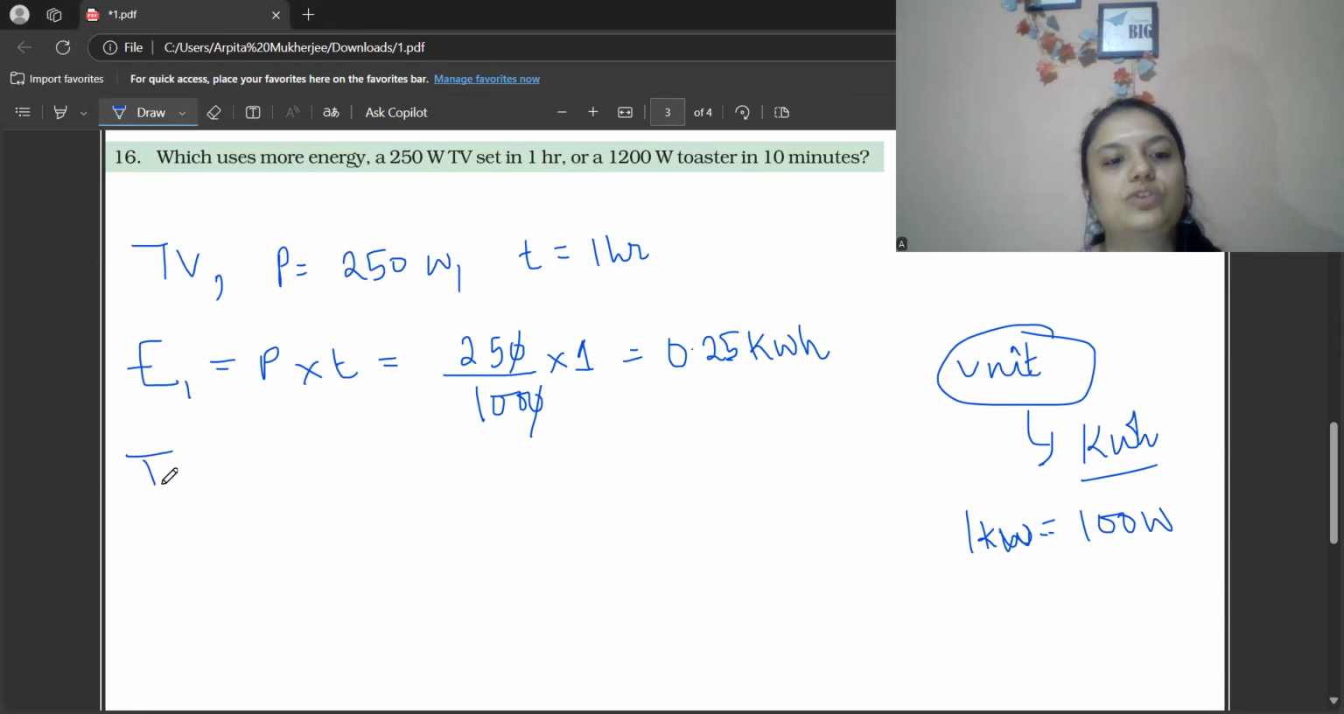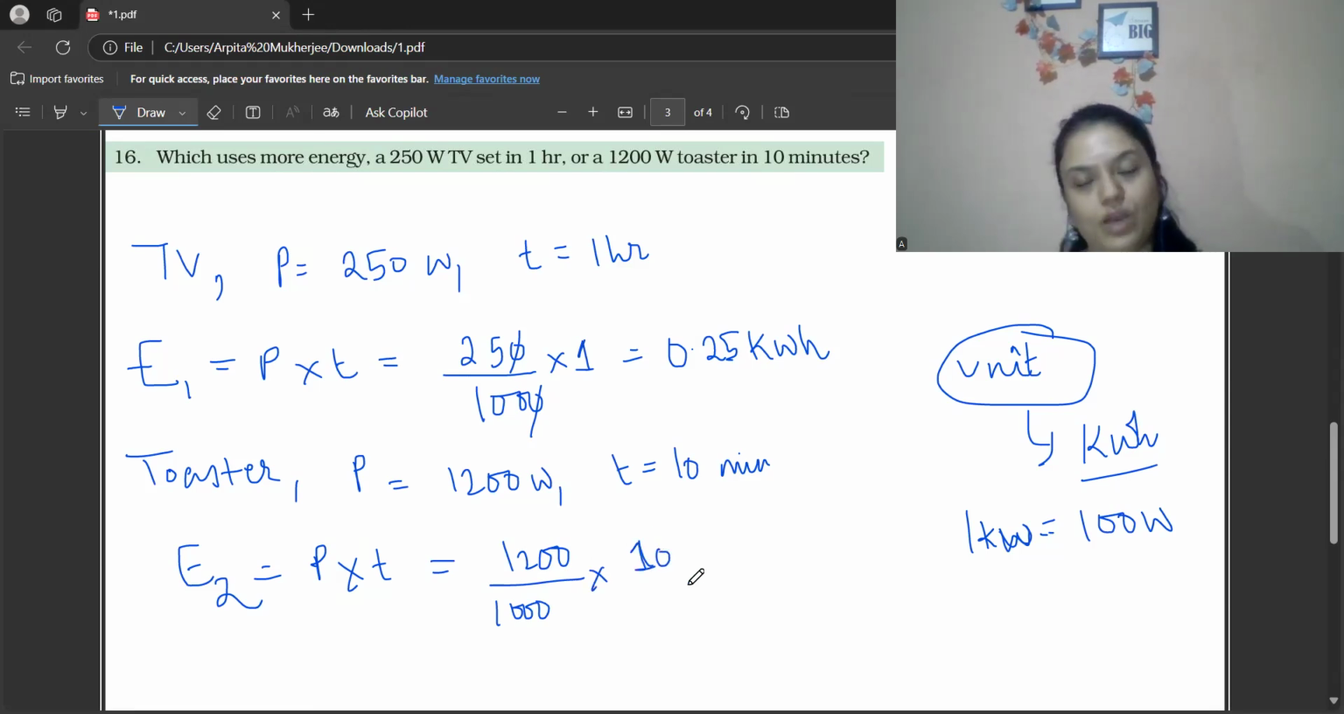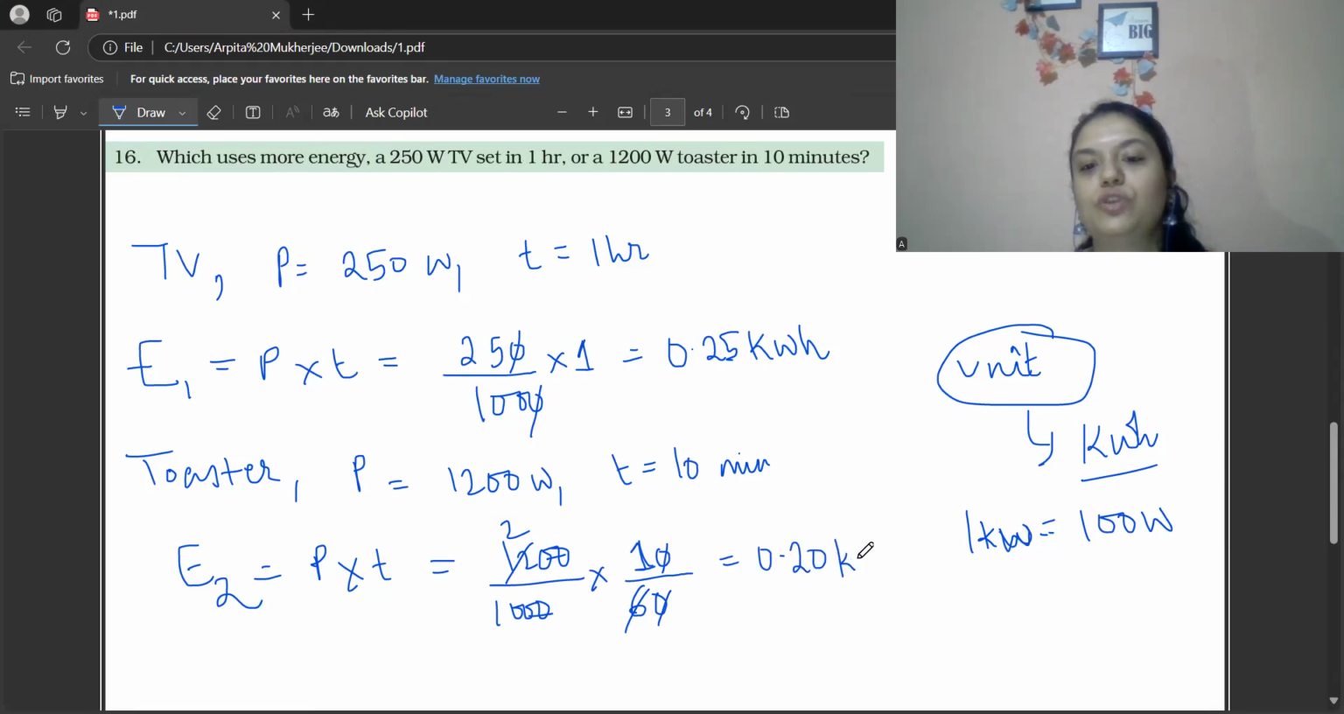Now let's write for the toaster. For the toaster, my power is 1200 watt and my time is 10 minutes. The energy E2 is power into time again, which is 1200, converted into kilowatts by dividing by 1000, times the time. Now time is 10 minutes, so I have to convert it into hour by dividing by 60. Zeros cancel, 6 twos are 12, so 2 by 10 is nothing but 0.2. Rather, I can write 0.20 kilowatt hour.